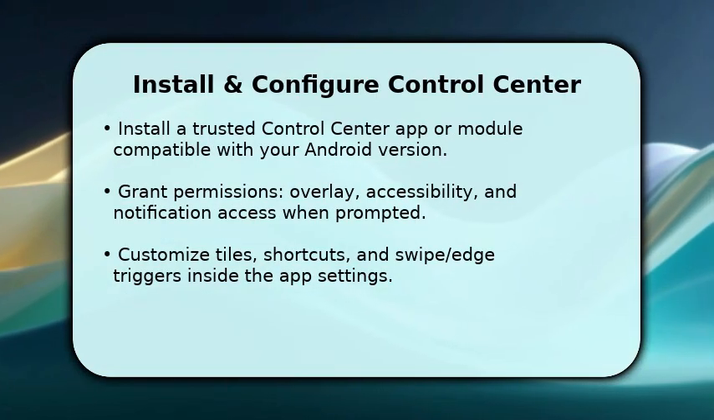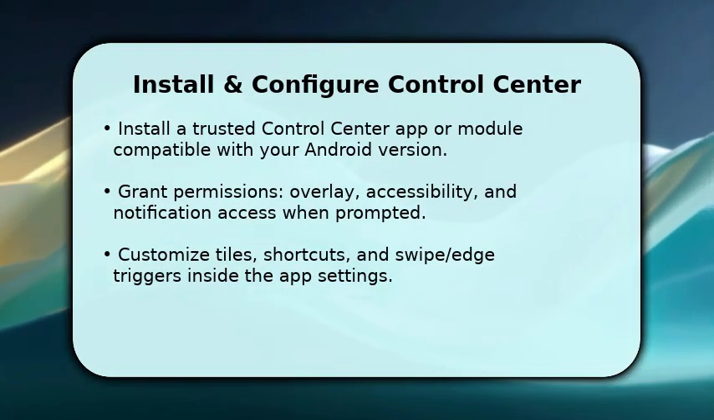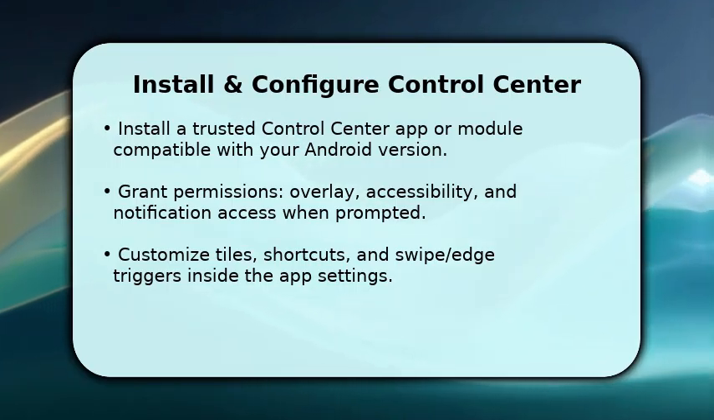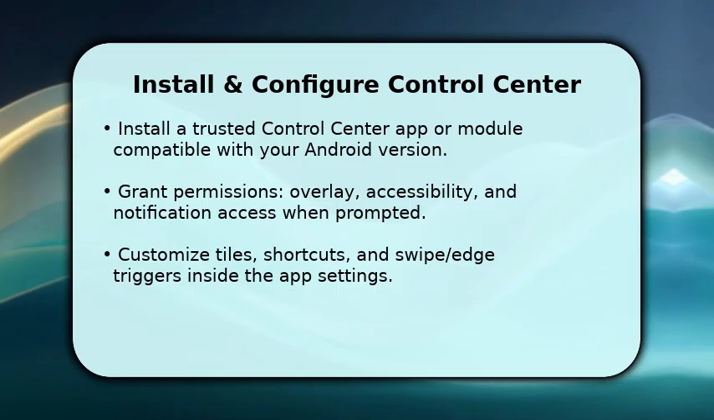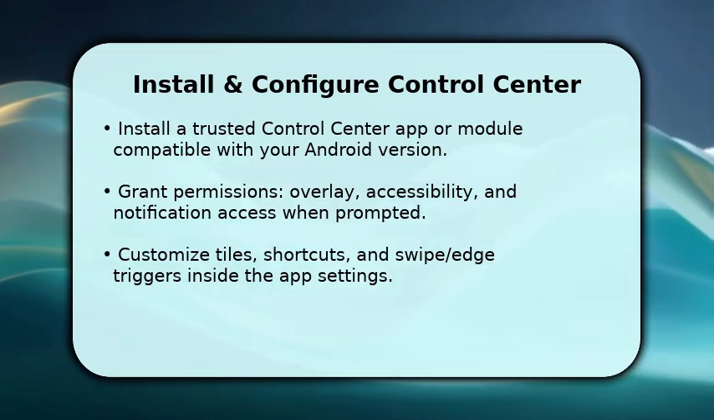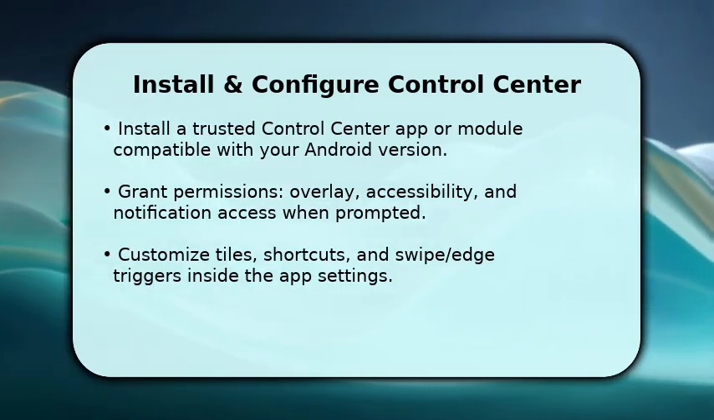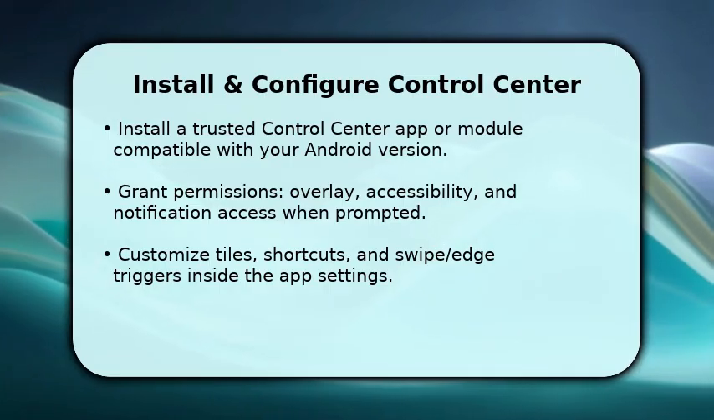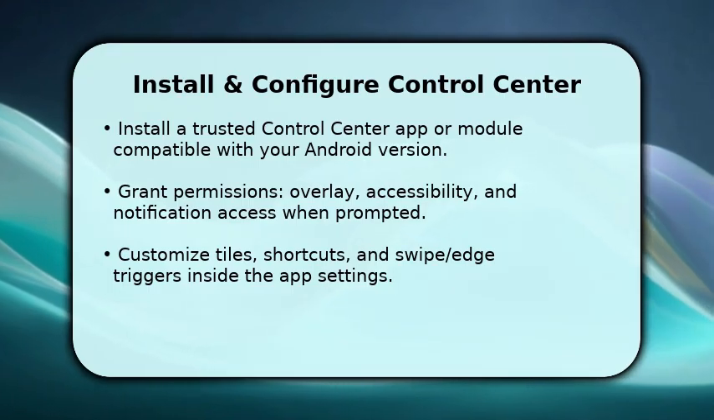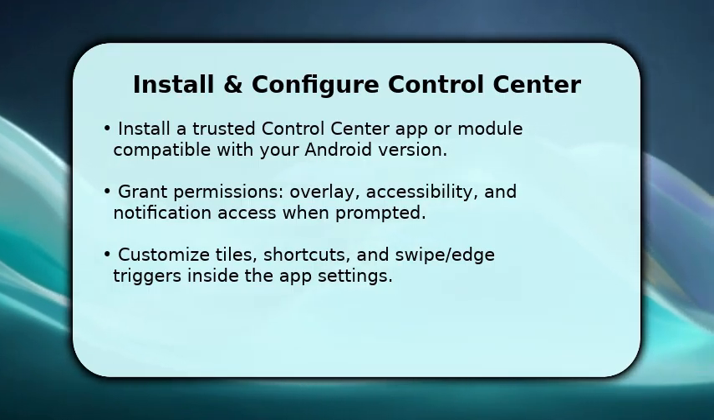Now you'll install and configure the control center itself. Pick a reputable app or module that explicitly supports your Pixel and Android version, install it, and then open its setup. Grant overlay, accessibility, and notification permissions so the control surface can appear over other apps and interact with system features. Inside the app, choose the layout, tiles, shortcuts, and quick actions, and set a trigger.